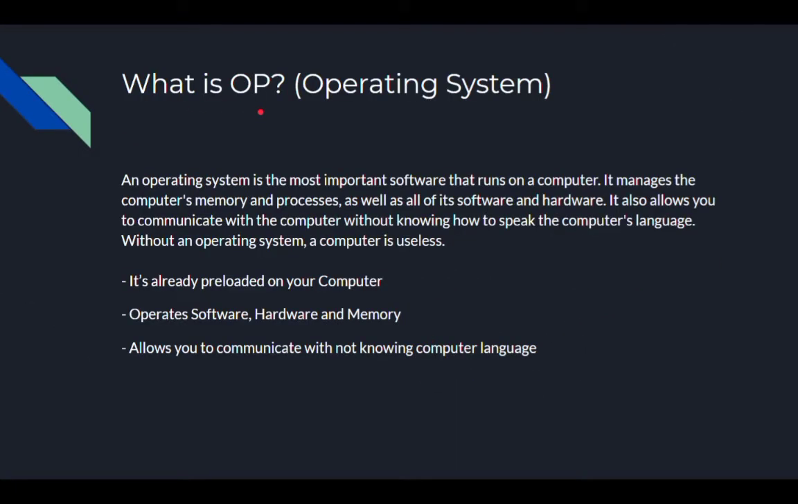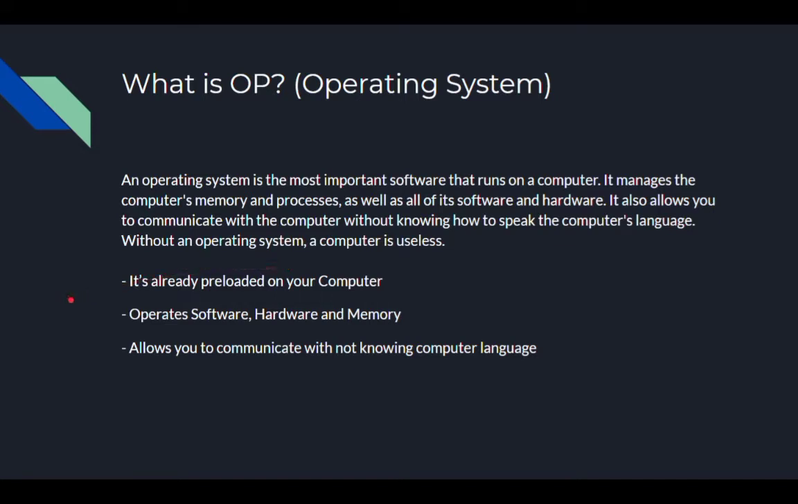What is operating system? An operating system is the most important software that runs on a computer. It manages the computer memory and processes, as well as its software and hardware. It also allows you to communicate with a computer without even knowing how to speak a computer language. Without an operating system, a computer is useless. Now, imagine a human without a brain. It will be useless, right? So, a computer without an OS or an operating system will be a useless computer because you cannot operate. It cannot operate itself. It cannot interact with you as well.